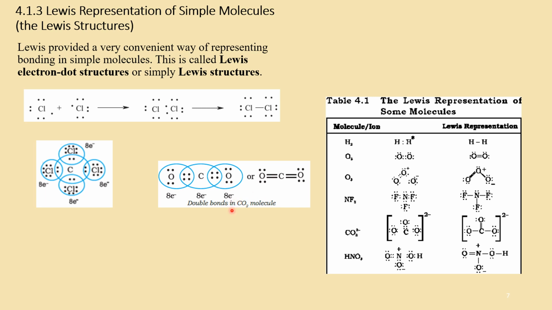Thus, if two atoms share two pairs of electrons, the covalent bond between them is called double bond. For example, in the case of carbon dioxide shown on the screen, we have two double bonds between carbon and oxygen atoms. Similarly, in the case of ethene molecule, the two carbon atoms are joined by a double bond.